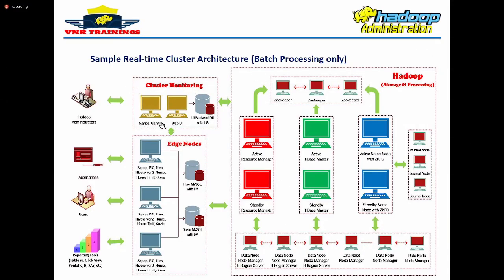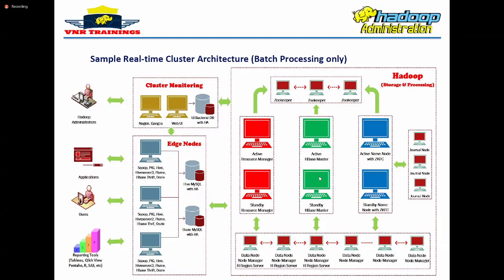And this is the monitoring area, where you can see web UI, UI backend, RDBMS, all those things, and some monitoring tools, Nagios and Ganglia, which we'll be talking about in future. And you can see the edge nodes here. So these are the edge nodes. On top of these edge nodes, you can install Sqoop, Pig, Hive, HBase.